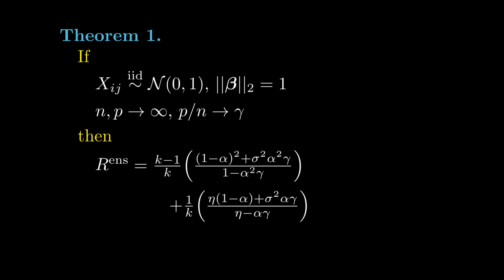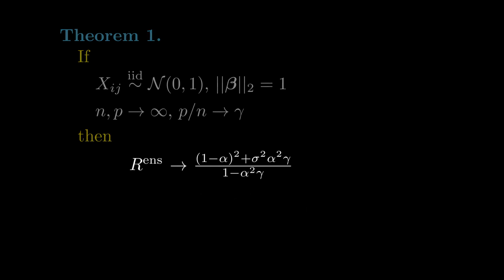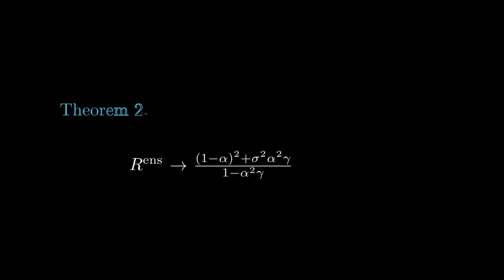Notice that the row subsampling factor eta only appears in the second term, which decays with the ensemble size, implying that row subsampling has a vanishing effect on large ensembles. Now let's take the limit as k goes to infinity to consider a very large ensemble. This leads us to our next result.